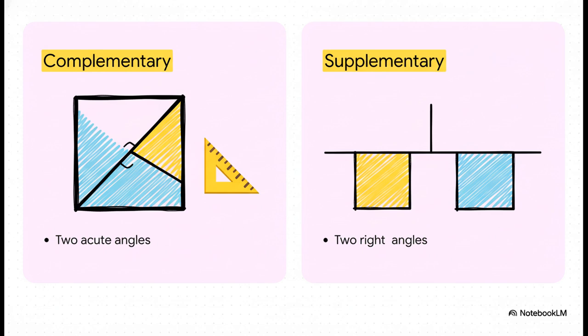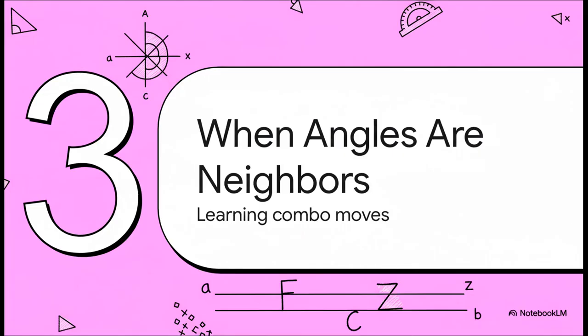And here's a cool little detail. 2 right angles, that's 90 plus 90, add up to 180. So they can be supplementary, but they can't be complementary. It's these little rules that make all the difference. Okay, let's move on to our next set of skills. Time to learn some combo moves and see what happens when angles are right next to each other.